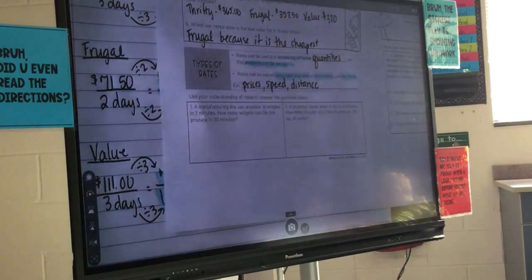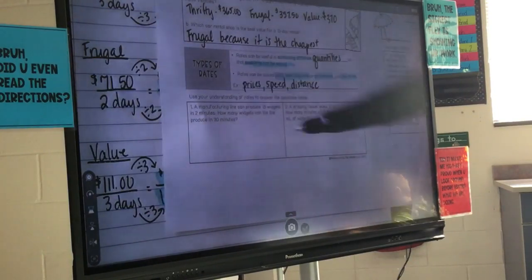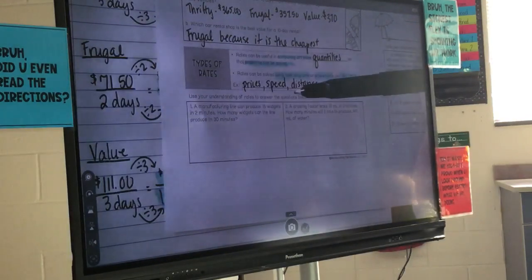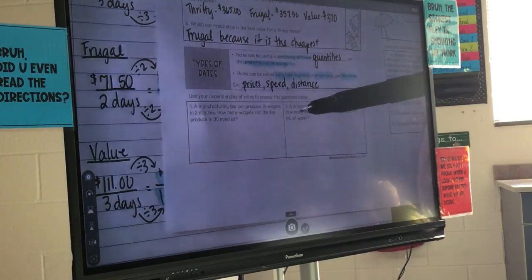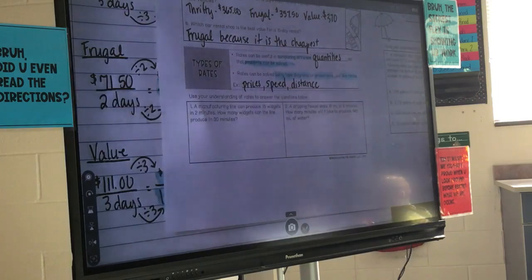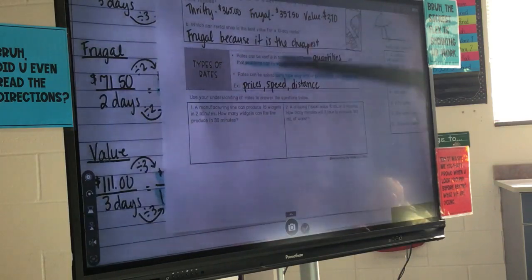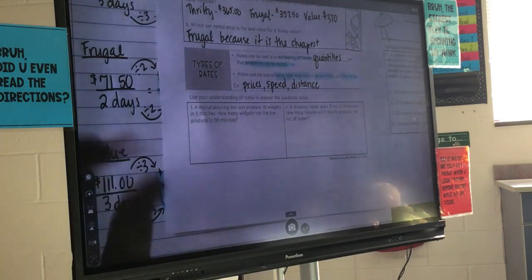All right, so it says, for number 1, a manufacturing line can produce 15 wedges in 2 minutes. How many wedges can the line produce in 30 minutes? Now, there are a couple different ways you can set this up. You can find the unit rate and then find the rate for 30 minutes. This one is a nice one because it's got really nice numbers, so you can also just take that rate and figure it out that way.